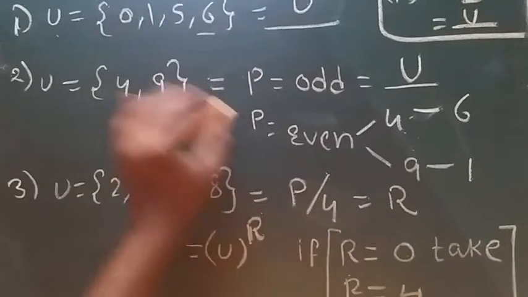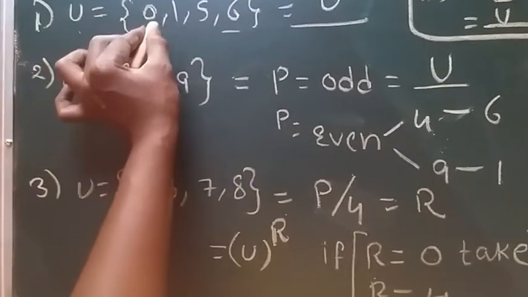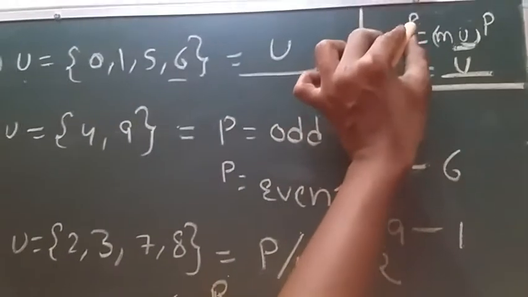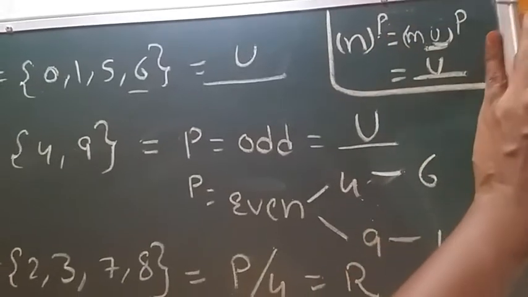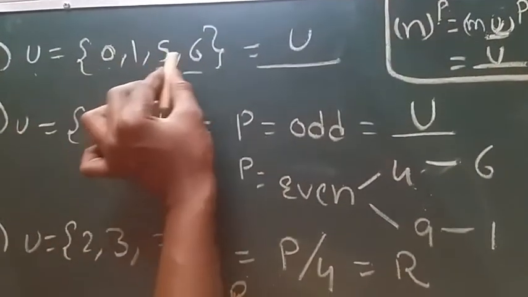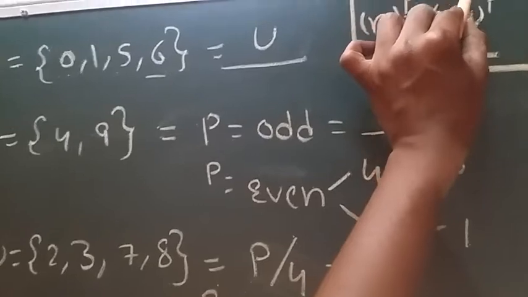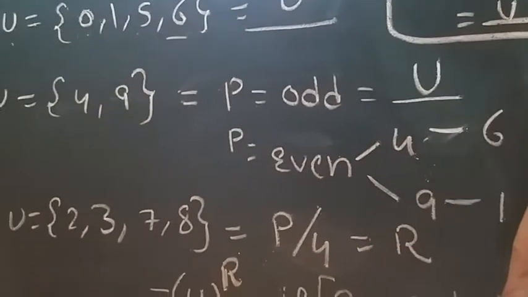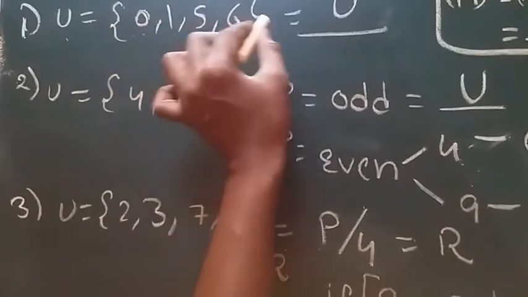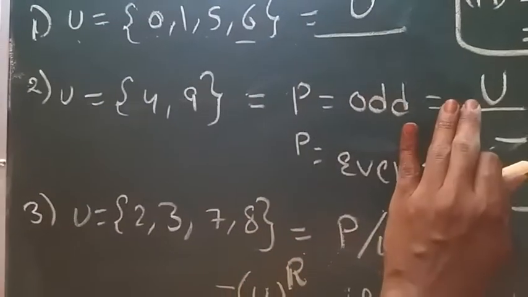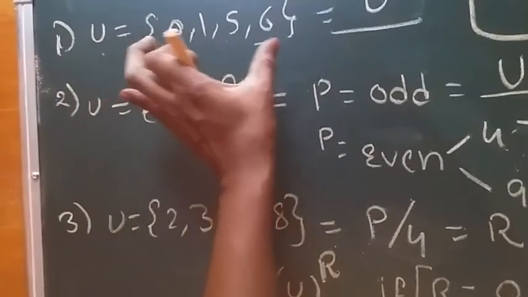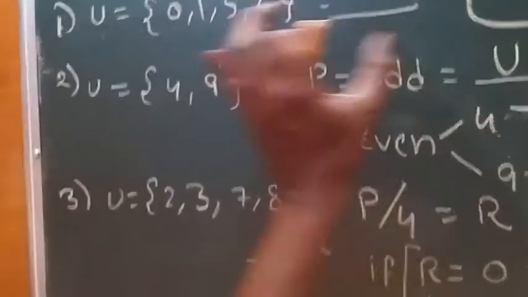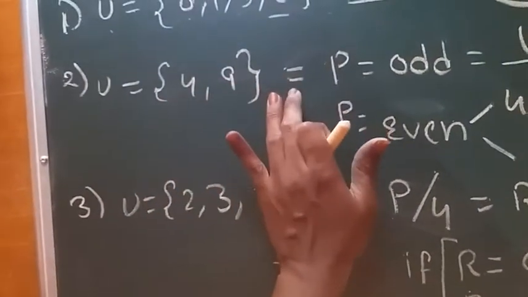Please concentrate on this. See the first set, that is u equal to 0, 1, 5, 6. Whenever you want to find the units place of n power p, that is equal to m u power p, if u is either 0, 1, 5, 6, the answer for the question is whatever you have in the units place, that is whatever u is. That means whenever u is 0, 1, 5 or 6, the answer is in the question itself. I hope you understood. U means units place.